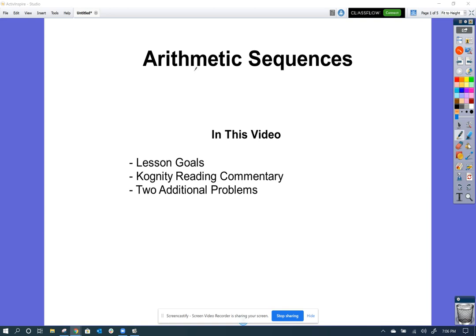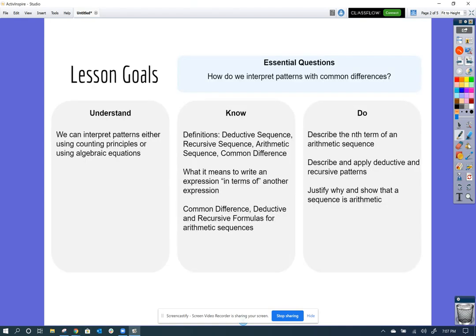In this video on arithmetic sequences, we'll cover lesson goals. I'll hop over to Cognity, our reading, and I'll provide some commentary to help us better make sense of the material. And then I'll cover 2 additional problems that aren't in your reading that I think will help supplement what we're learning about. So, our lesson goals for today.